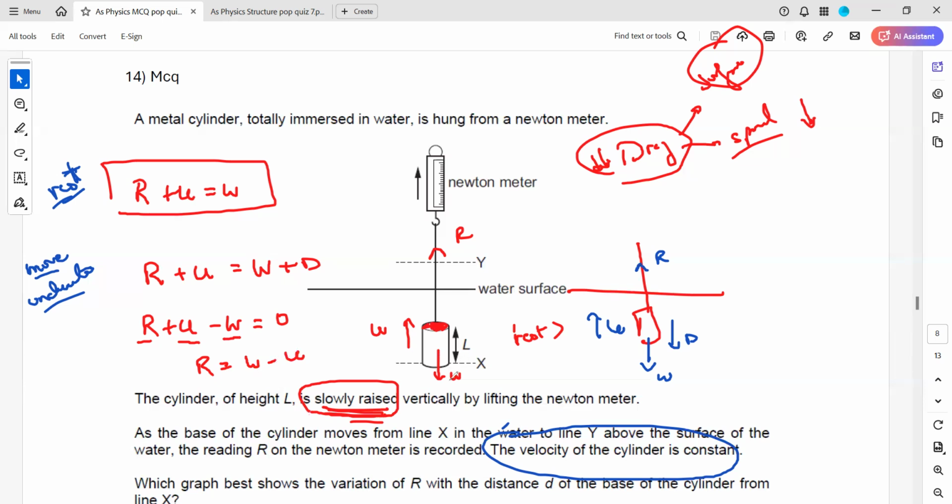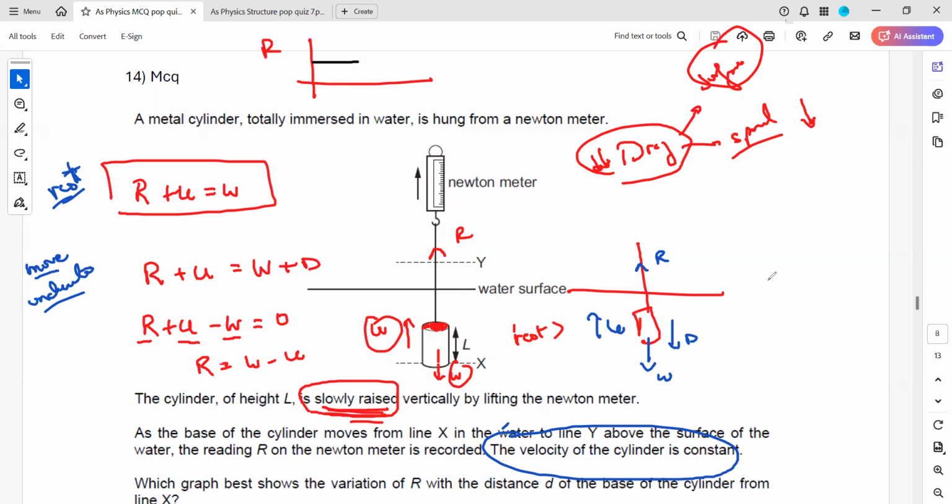The weight is not changing. When the object is completely submerged, the upthrust will not change. So will R change? If the weight is not changing and the upthrust is not changing, what will happen to the value of R? In the beginning, the value of R does not change. So if we have a graph for the movement, in the beginning the value of R should not change.